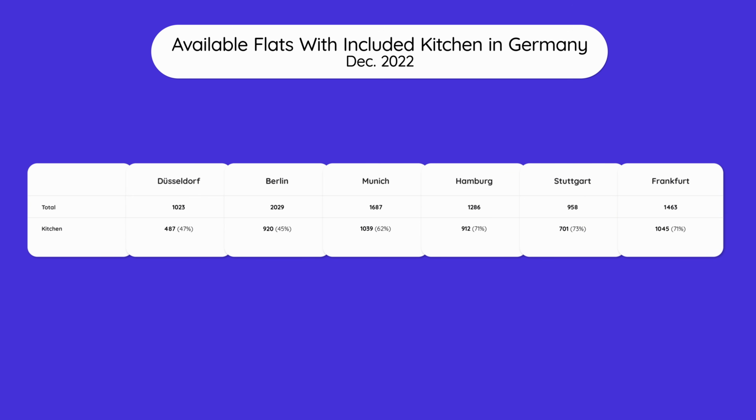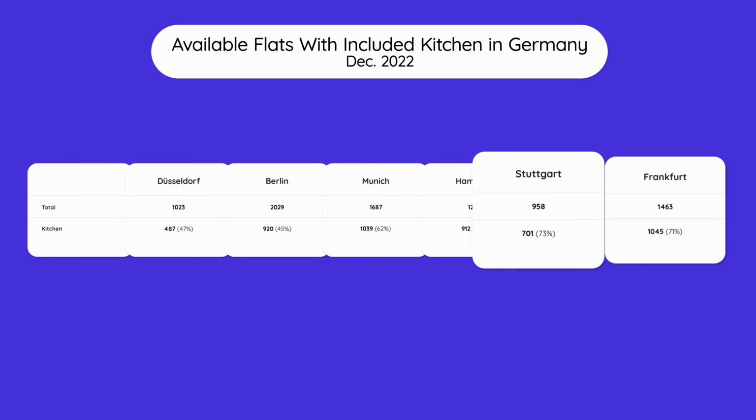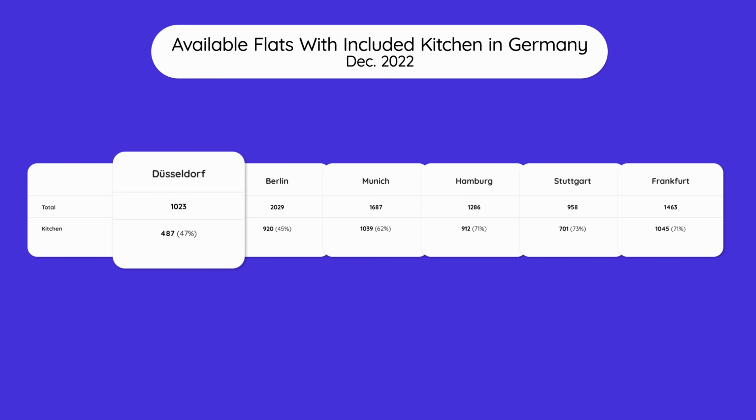When we look at, let's say, the north in terms of Hamburg, 71% of the available flats actually do feature some sort of kitchen. That is way above my expectation. Yes. And also Stuttgart and Frankfurt are along similar lines. Whereas Düsseldorf, again more the Rhineland area where I come from, only 47% of the available flats have some sort of kitchen. That is still above what I would have expected and supports the statement that in recent years kitchens have become more popular as a built-in feature. Let's put it that way.